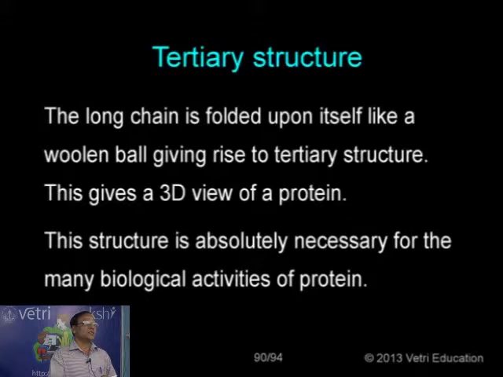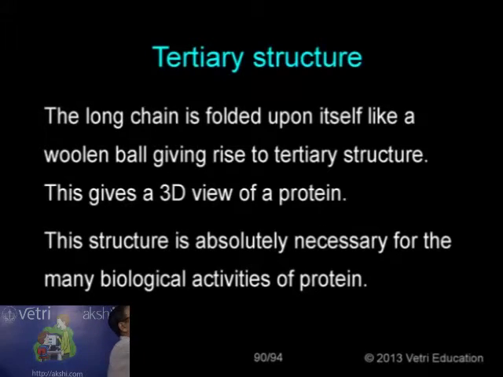And this tertiary structure is nothing but the 3D form of a protein. Most of the proteins exist only in 3D forms. That is why the 3D form is absolutely necessary for the biological activities of a protein. The tertiary form is the most biologically active form of protein. So the 3D forms represent the tertiary structure. The beta sheet and the alpha helix represent the secondary structure. The linear arrangement represents the primary structure.